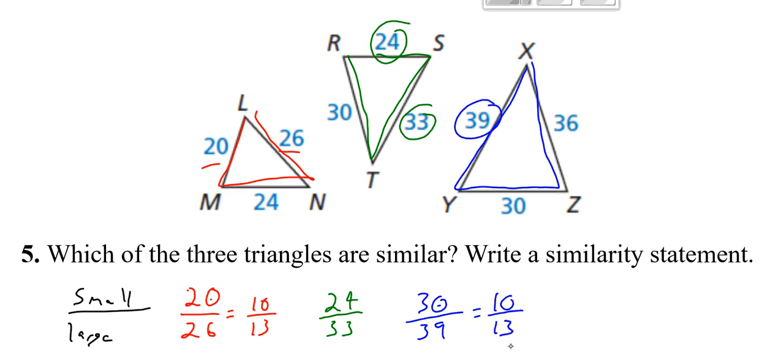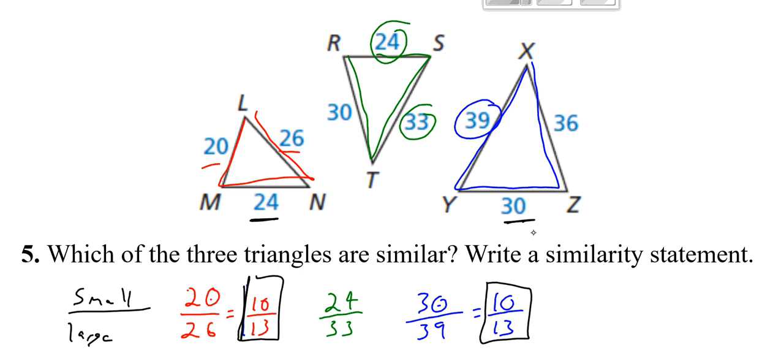So then I see that these two fractions, the red one and the blue one, have the same proportions, so they are similar triangles. We got two sides in proportion. We could check the third side, the medium side, that's 24 and 30. Okay. And if we look at those, they are also going to be in proportion there.